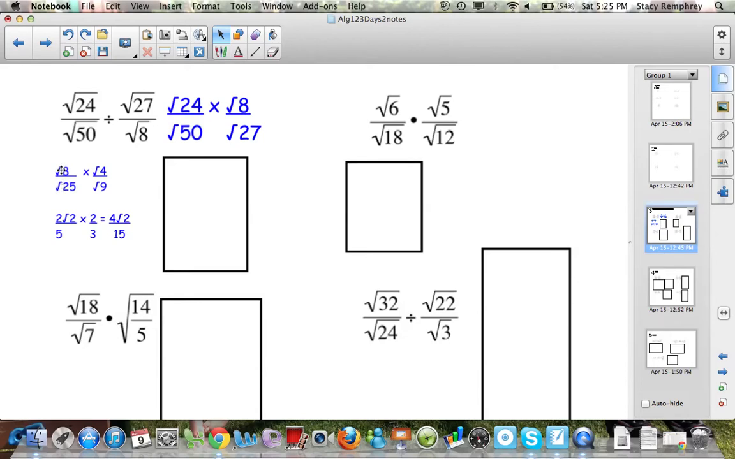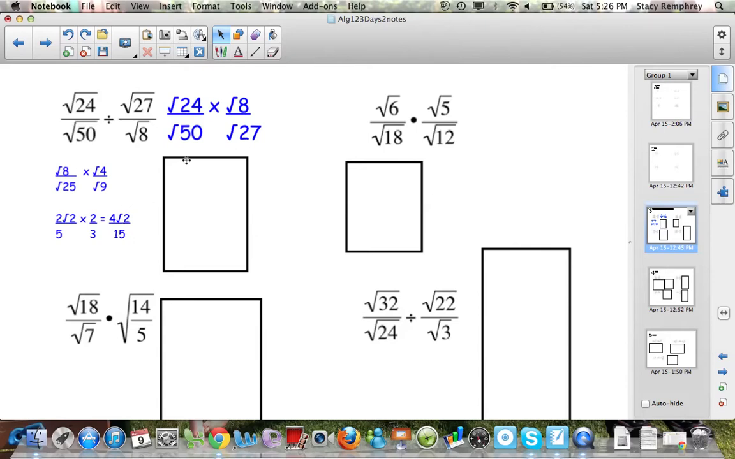Then what I did is I simplified the square root of 8 to 2 root 2. I said the square root of 25 was 5. The square root of 4 was 2, and the square root of 9 was 3. Then, just like with all fractions, I multiplied across the top and across the bottom. And I checked, can I make this any smaller? Nope. Can I simplify the 4 and 15? Nope. Is there a square root in the denominator? Nope. So I'm okay. That's my final answer.